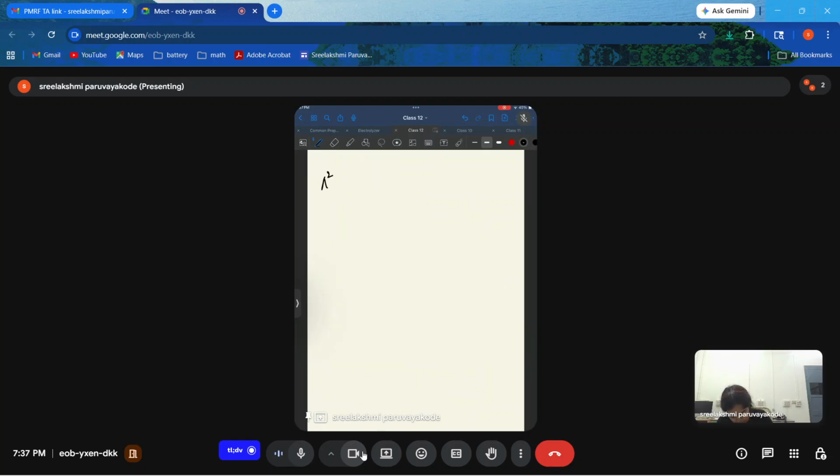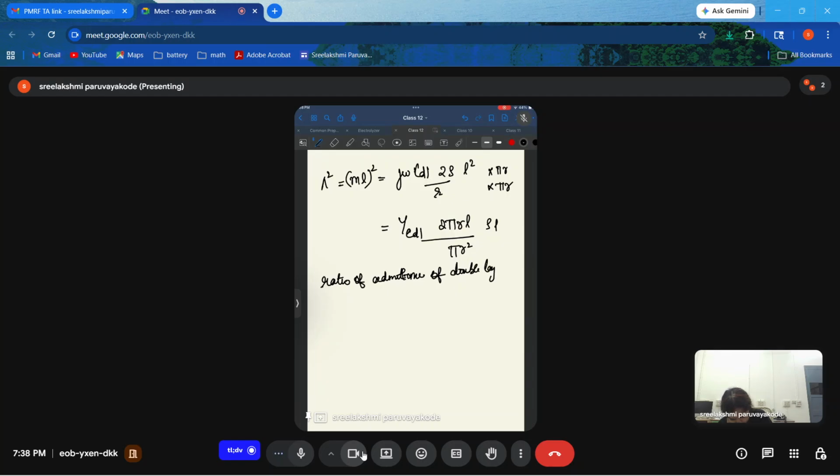So you have psi square is m L square, j omega C_DL 2 into rho L square by R. Multiply by pi R, divide by pi R. You'll get y C_DL 2 pi R L by pi R square rho L. This is kind of, I can say, the ratio of the admittance of the double layer capacitor to the admittance of the solution. Correct.